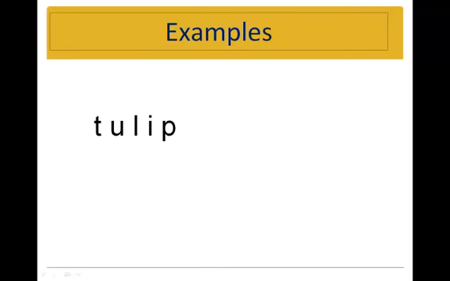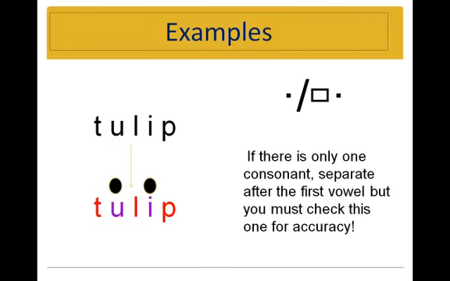Look at the word T-U-L-I-P. Are there any for sure's? No, so we need to continue to do the work to decode the word. So we code the vowels. There's one consonant between the vowels, so normally we split after the first vowel. This pattern's often different, so it's important that we check our work afterwards. So our word here is tulip.